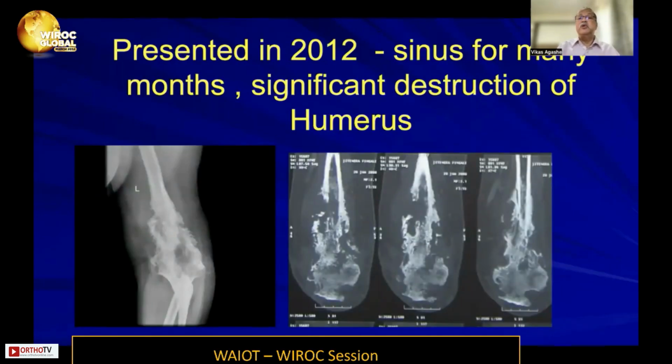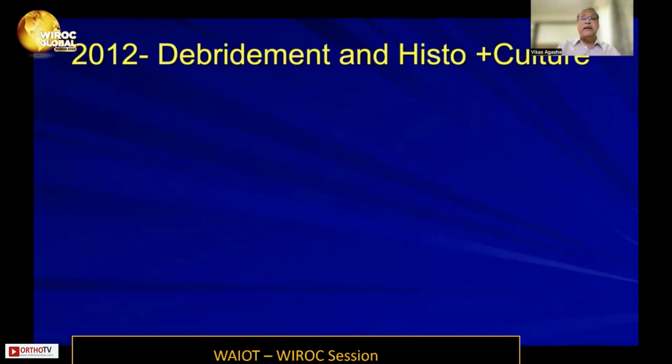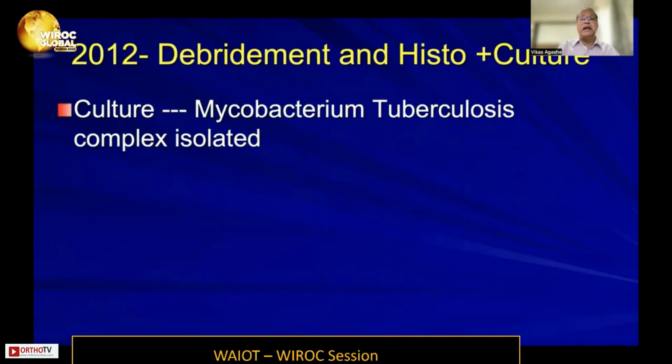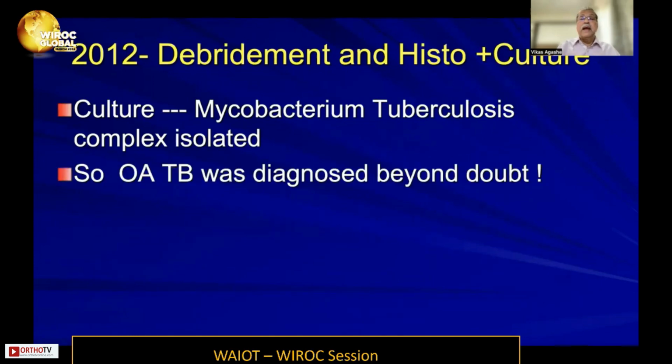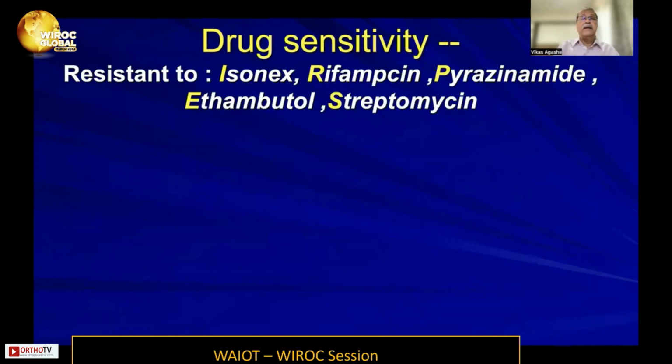He presented to us in 2012 with a discharging sinus for many, many months with a significant destruction of lower end humerus. We did his debridement and histopathology and culture. Culture grew Mycobacterium tuberculosis complex, and osteoarticular TB was diagnosed beyond doubt. However, it is not enough. One has to find out the sensitivity for drugs. And he was resistant to isoniazid, rifampicin, pyrazinamide, ethambutol, and streptomycin.